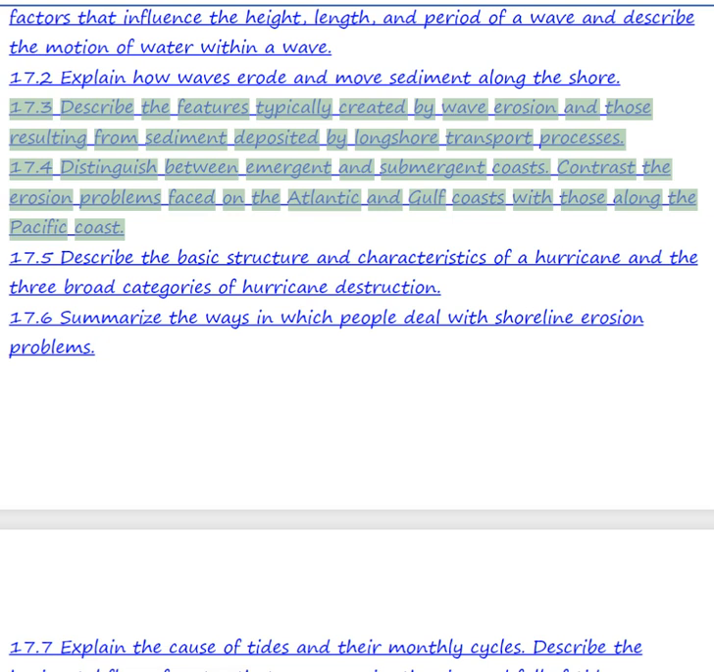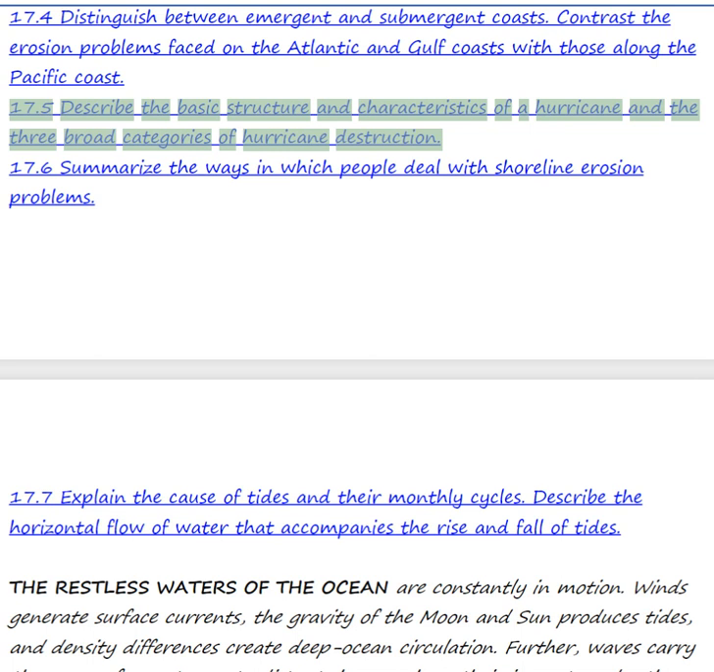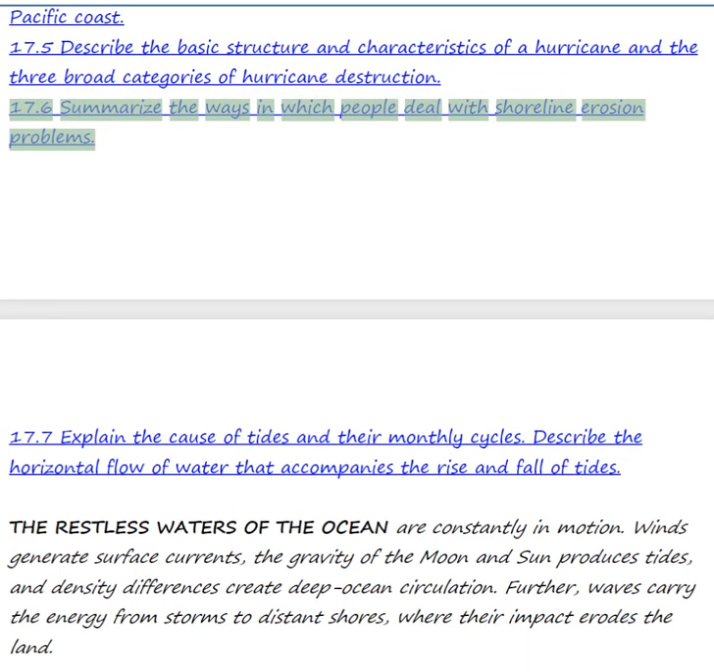17.4 Distinguish between emergent and submergent coasts. Contrast the erosion problems faced on the Atlantic and Gulf coasts with those along the Pacific coast. 17.5 Describe the basic structure and characteristics of a hurricane and the three broad categories of hurricane destruction. 17.6 Summarize the ways in which people deal with shoreline erosion problems.